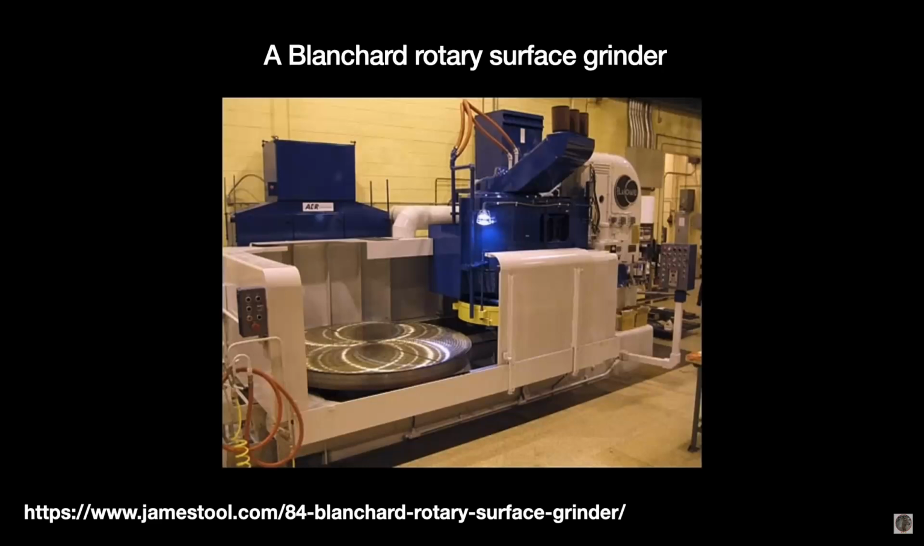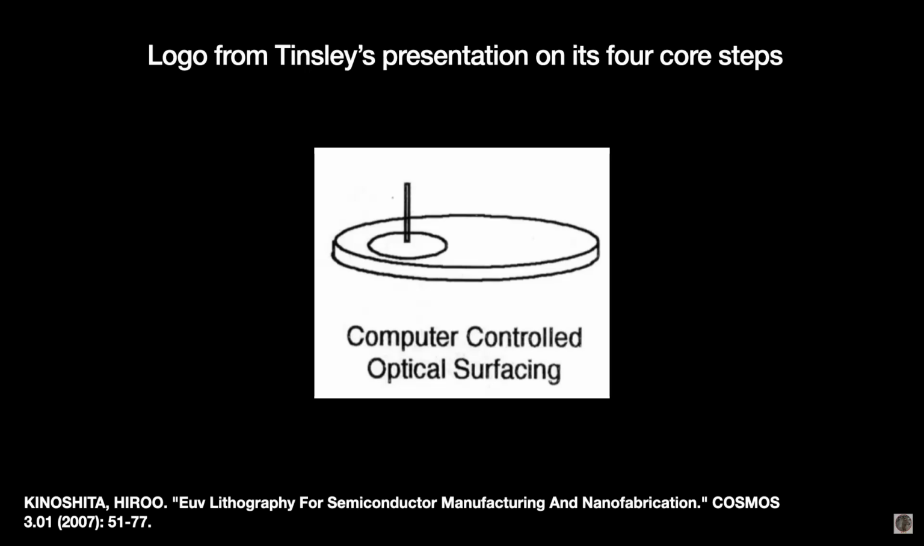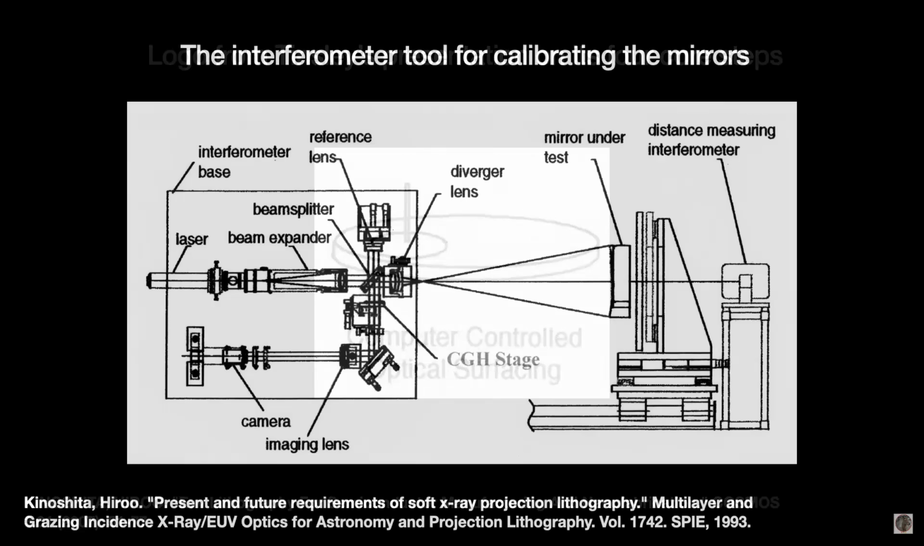A first polish is done with traditional optical techniques like lapping, which is where you run a dog's tongue over a mirror surface repeatedly, but that only gets you so far. So Tinsley applied a second, more precision polish that they called computer-controlled optical surfacing, or CCOS. Measuring progress is absolutely essential. After CCOS, the mirror is measured and calibrated with a custom-built interferometer optical tool.